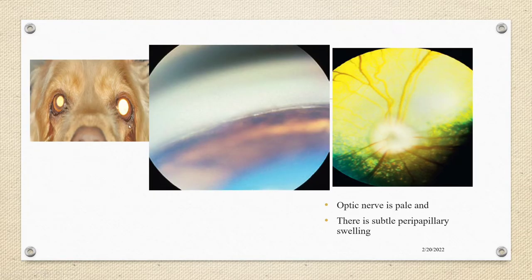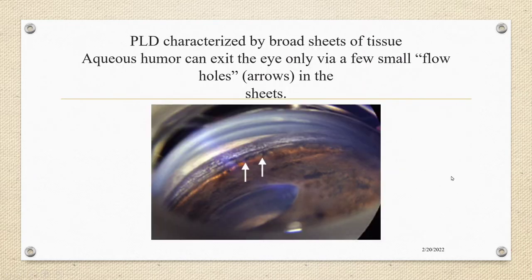Now we can see the clinical signs associated with primary angle closure glaucoma. We can see the unilateral mydriasis, and here we can see that the total iridocorneal angle is closed. This is the fundus visualization. The optic nerve is very pale, and we can see peripapillary swelling. So pectinate ligament dysplasia is characterized by broad sheets of tissue. So I already mentioned there is a broad tissue which can block the iridocorneal angle.